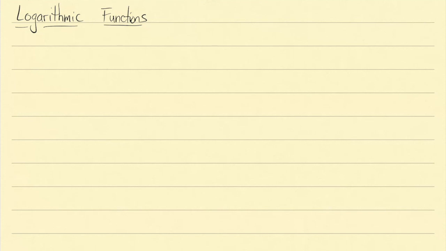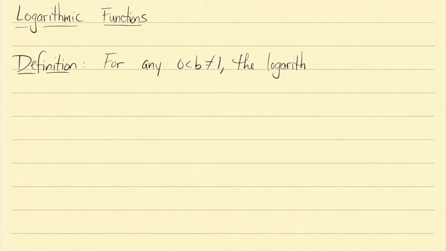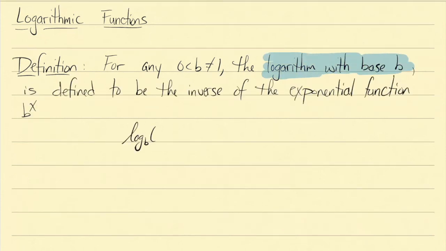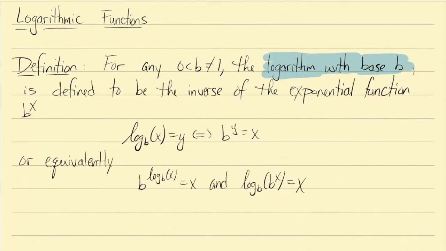So as we mentioned at the end of the last video, the exponential functions all have inverses because they pass the horizontal line test. So the inverse of these functions are called logarithmic functions. For any positive number b that is not equal to 1, the logarithm with base b is defined to be the inverse of the exponential function b to the x.